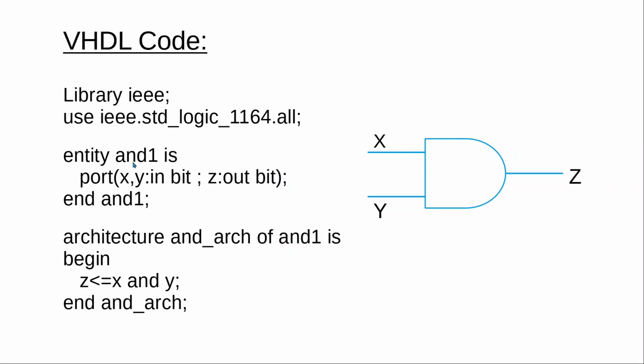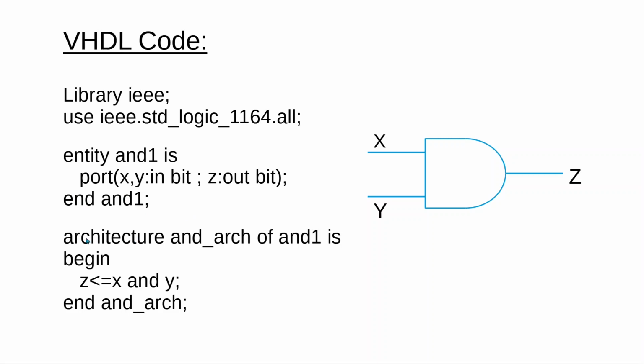Then we declare the entity AND1. We are making an AND gate here. Then we write is, and then we write the names of the ports and the input and output ports. So x comma y is the in bit. So x and y are two input bits, two input pins, and z is the output bit, right? And then we end the entity with end AND1.